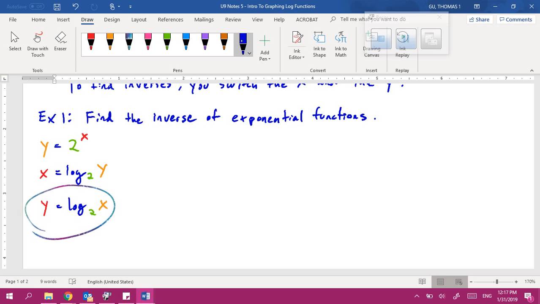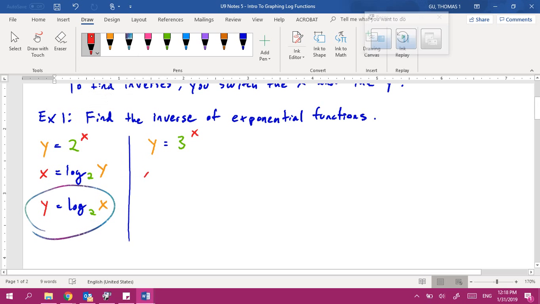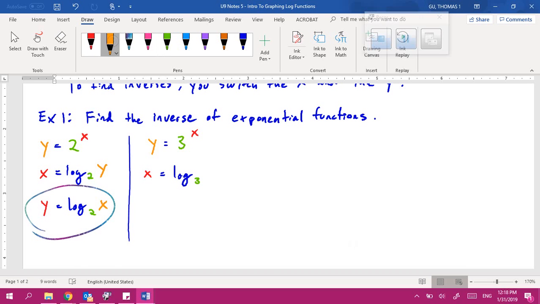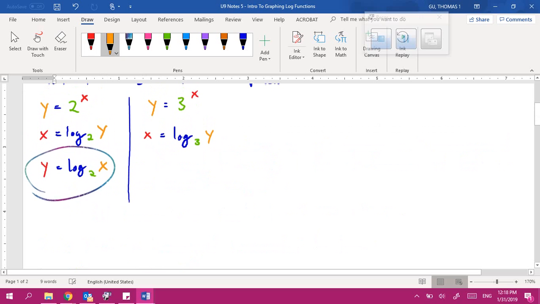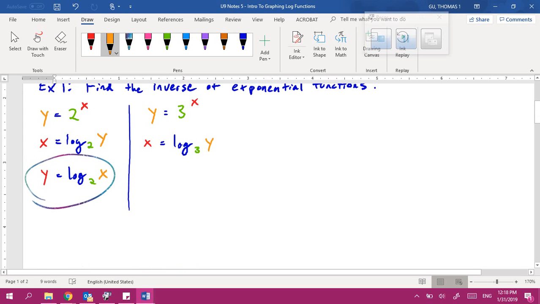Let's do a couple more examples to get more practice. If you have y equals 3 raised to the x, how would I find the inverse of this exponential function? First you change it into logarithmic form, log base 3 of y. All we've done right now is rewrite the form. What else do we need to do? So then your final equation is going to be?